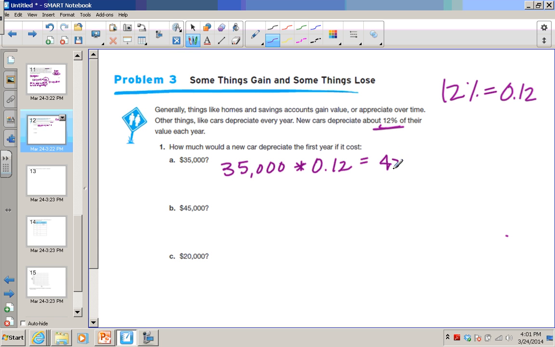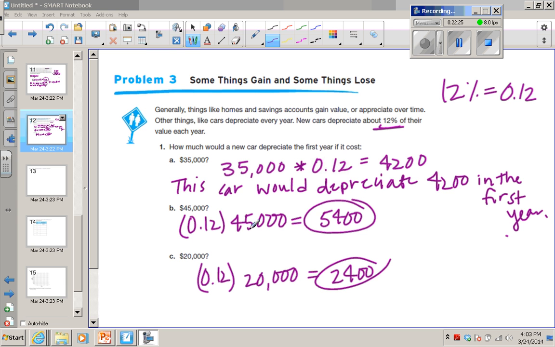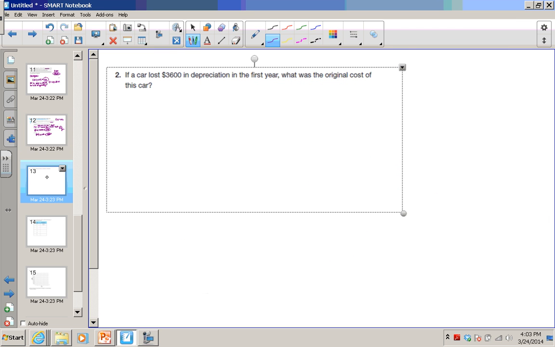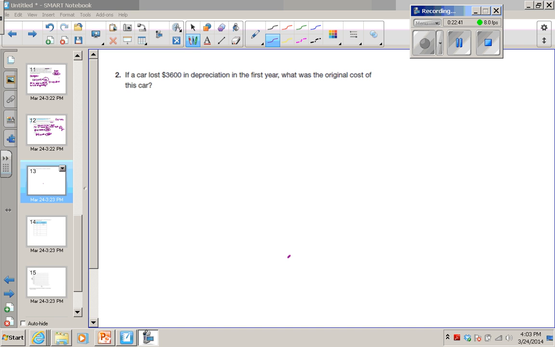And that equals 4,200. So this car in the first year would depreciate $4,200. I want you to go ahead and try the next two and then come back and check. So this car would depreciate $5,400, and in the first year, this car would depreciate $2,400. If a car lost $3,600 in depreciation in the first year, what was the original cost of this car?